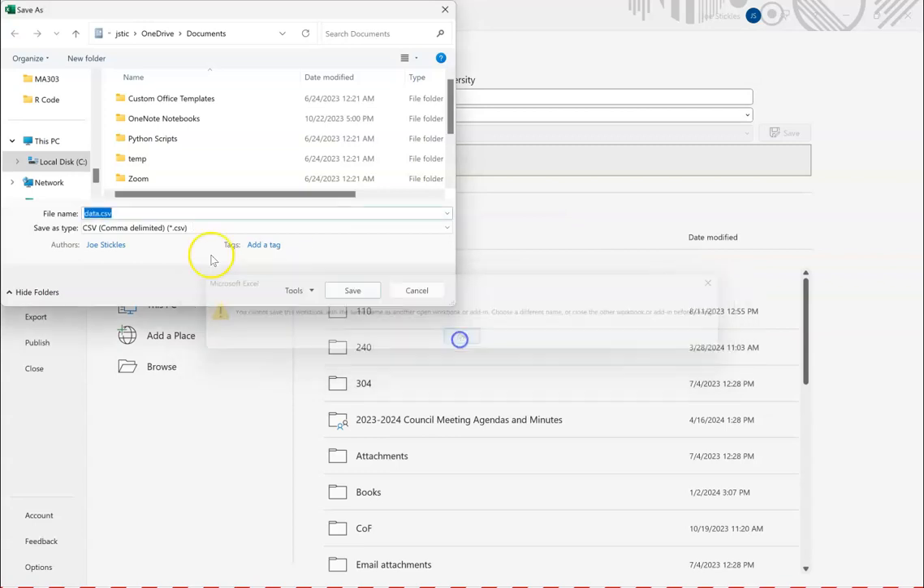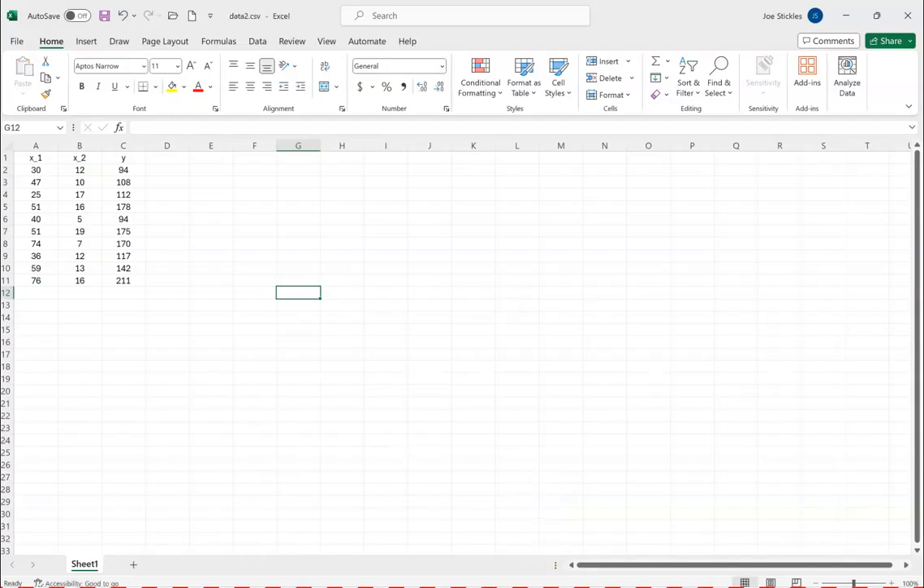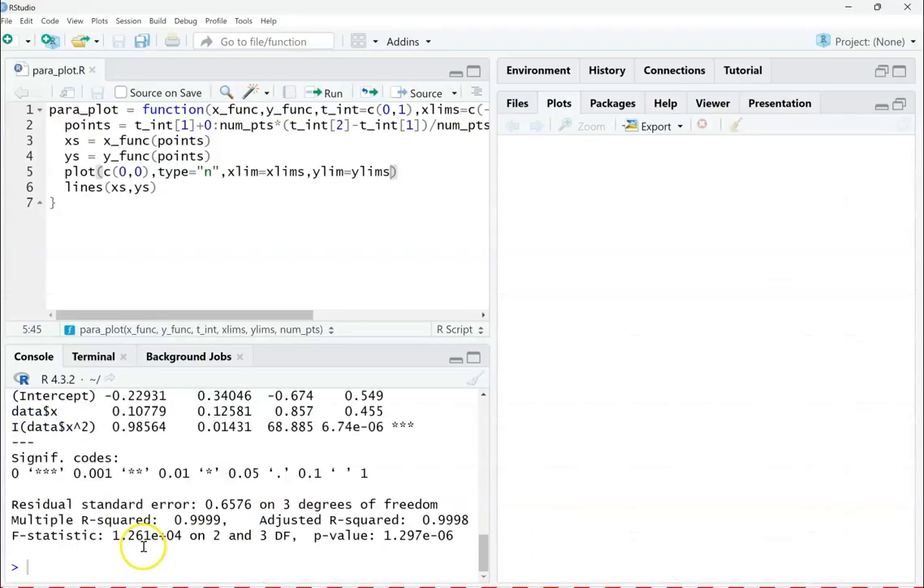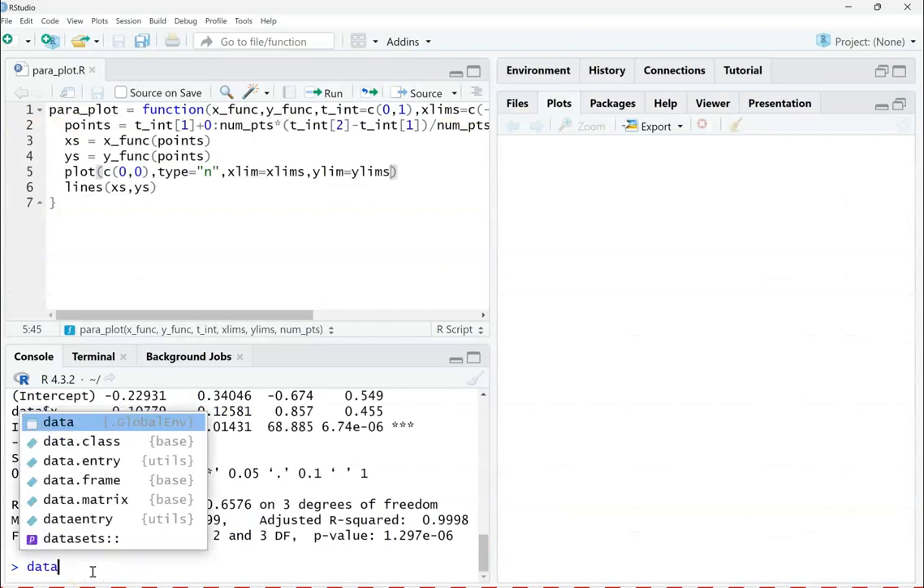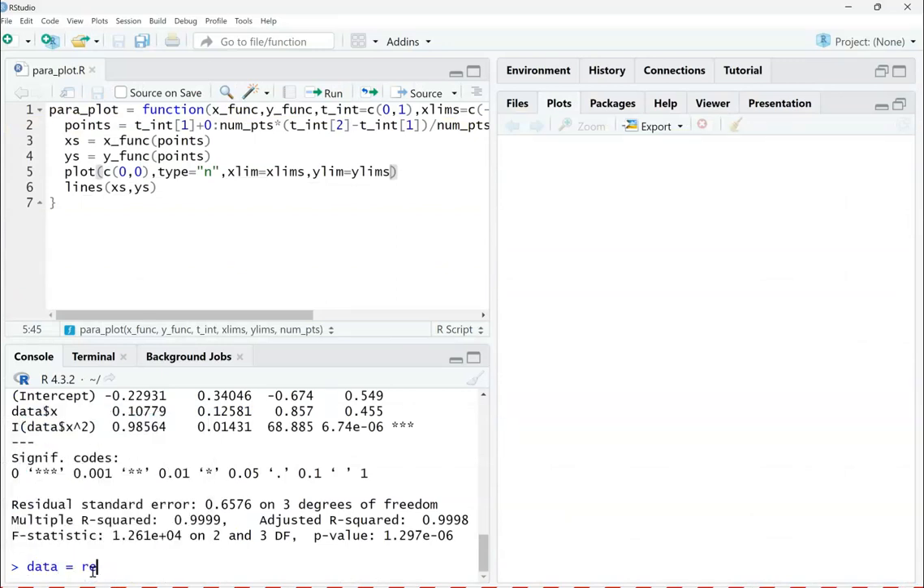Oh, that's right, I already have it open. Let me get data 2 because I already have that open. All right, so same idea here. Let's read in that CSV file.